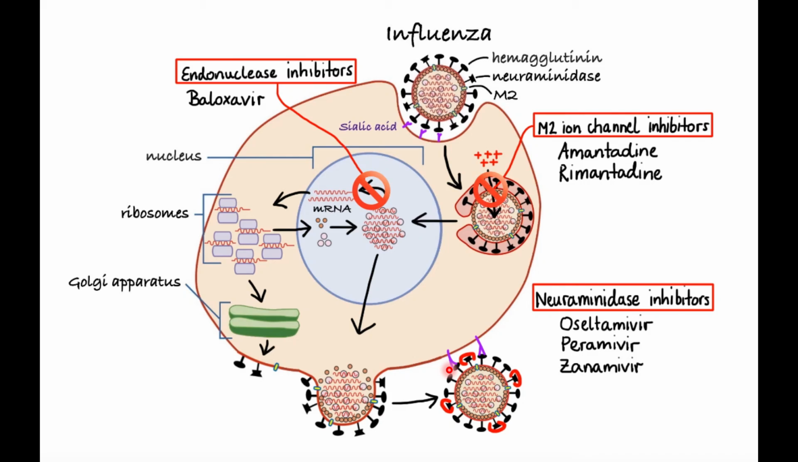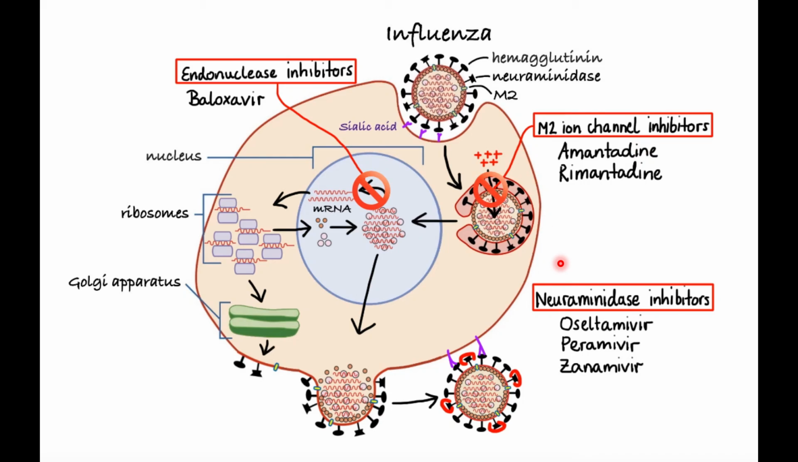The drugs that are used for the treatment are divided into three classes. The first class is M2 ion channel inhibitors, and this group is only effective against influenza A, so it is not effective against influenza B because of M2 protein structural differences and mutation. These drugs include amantadine and rimantadine.